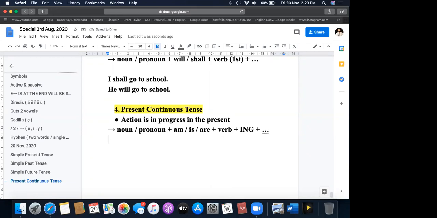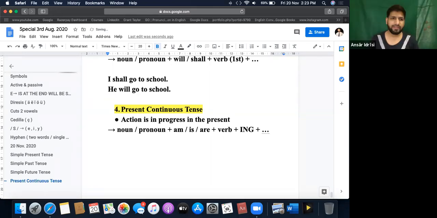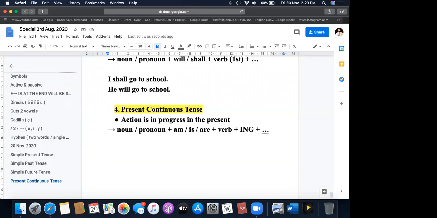Okay. Now we know that we are using am for I. We are using is for he, she, it, singular. We are using are for you, we, they, plural. Is that clear? Yes. Good.